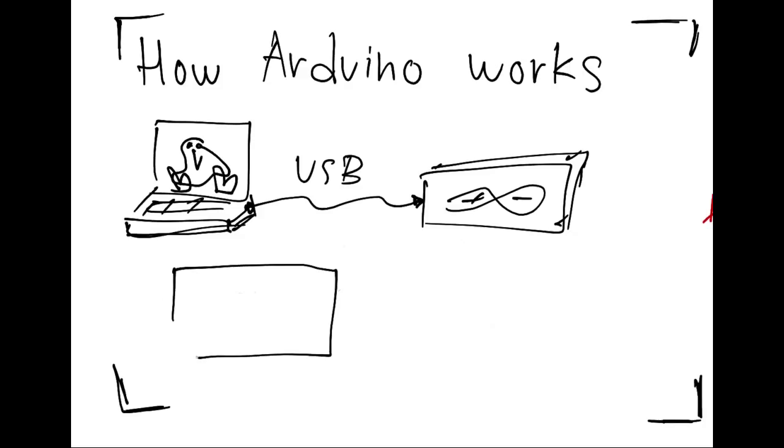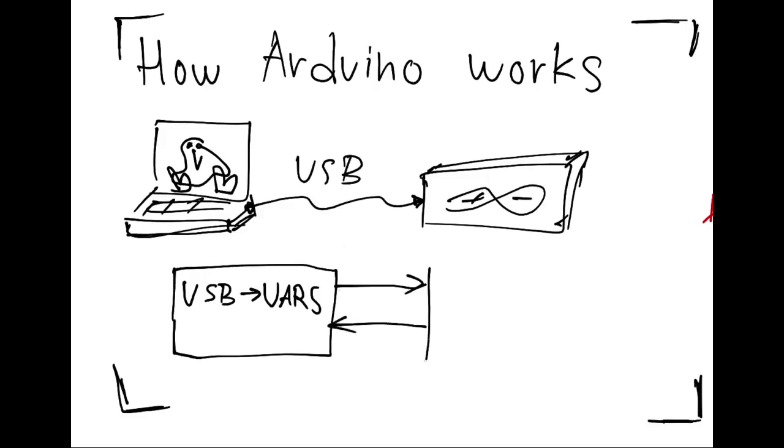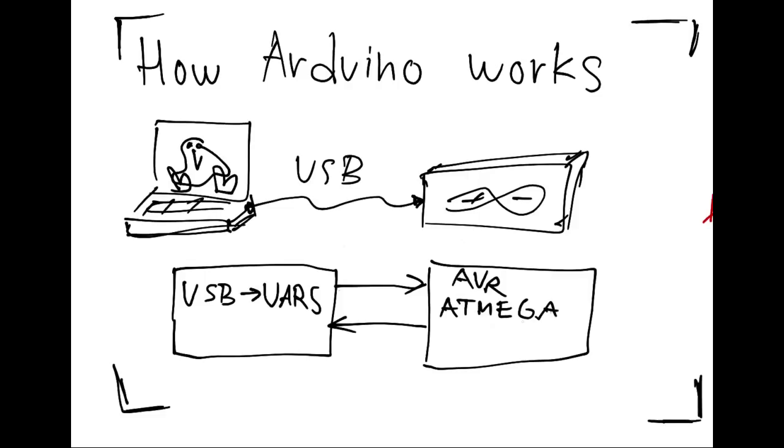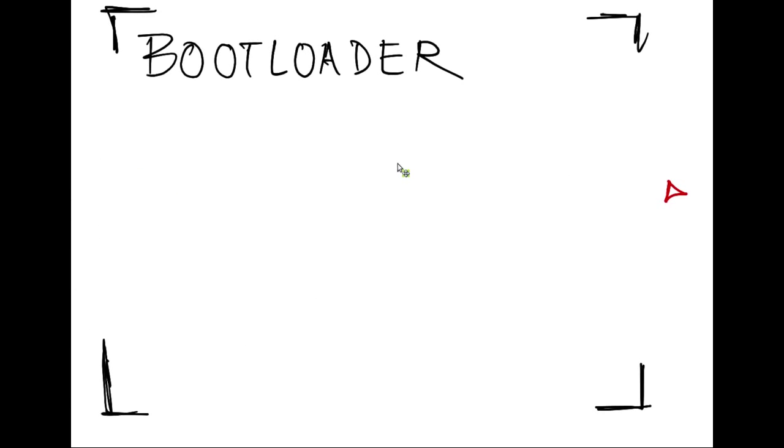There is a chip which converts the USB to a UART or USART, which is the serial port on the AVR chip, and then this guy communicates with the actual AVR, which is ATmega, usually 328 or something like that. So this is the big picture of how it works, and here we have a slide about the bootloader.